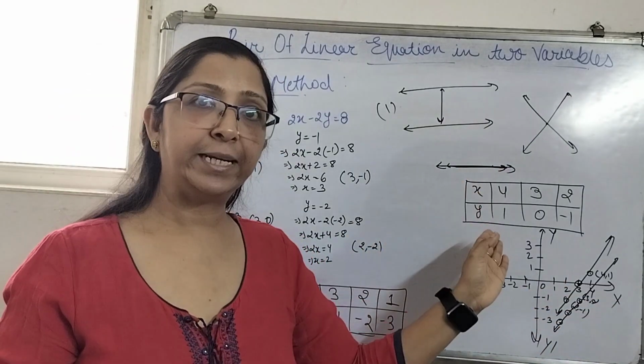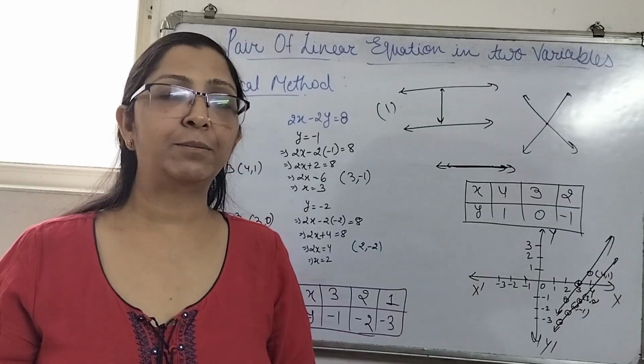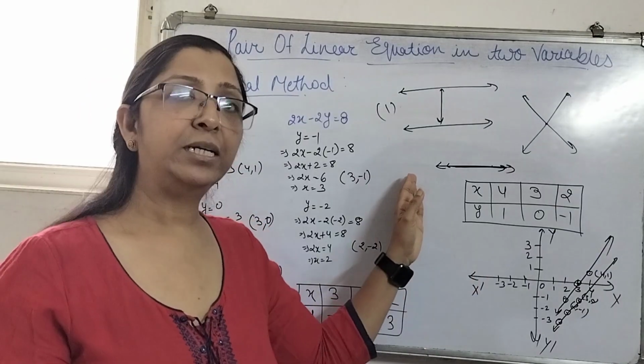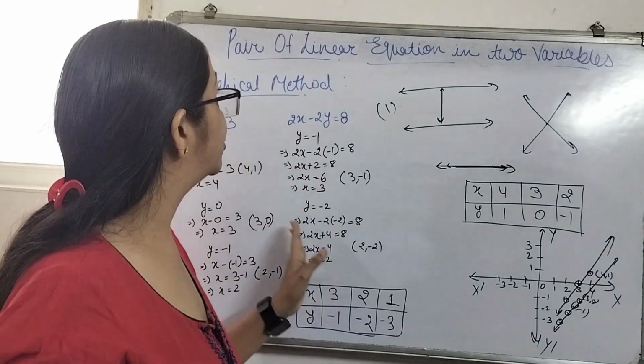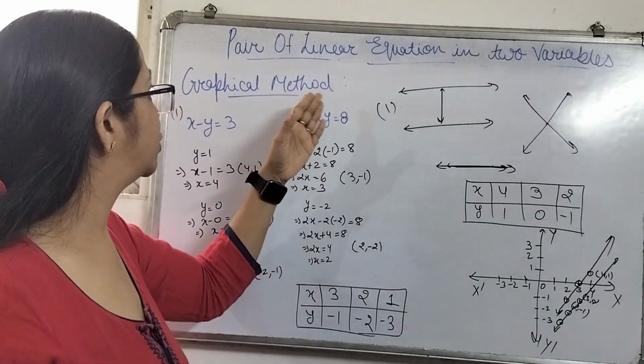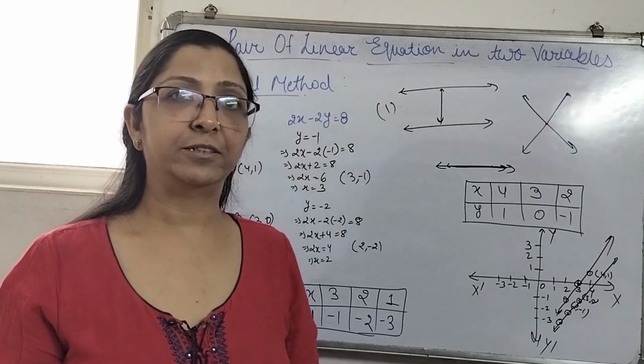If they will be coinciding each other, then there will be infinitely many solutions. So they will be dependent and consistent. This is how we can find the solution for a pair of linear equations in two variables by graphical method.